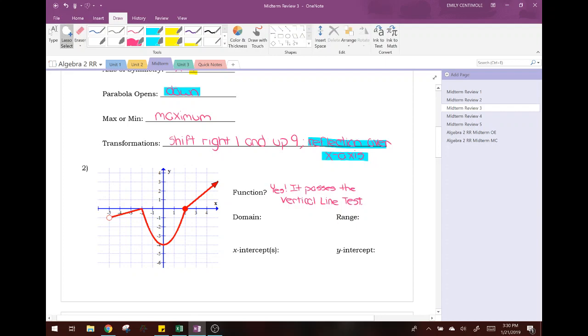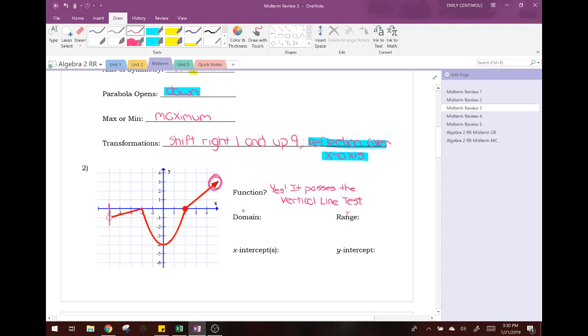Move that over to the side. Now, when we're talking about the domain, again, this is going to talk about the x values, and we're moving left to right. When I'm looking at the domain, I want to look at the extreme left side, which is right here, and then I'm looking at the right side.